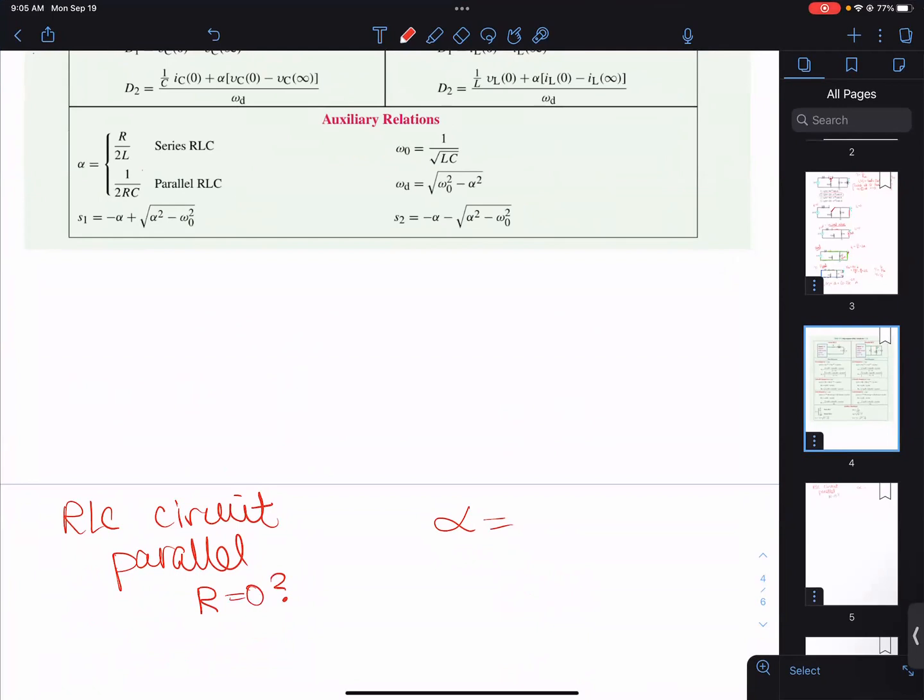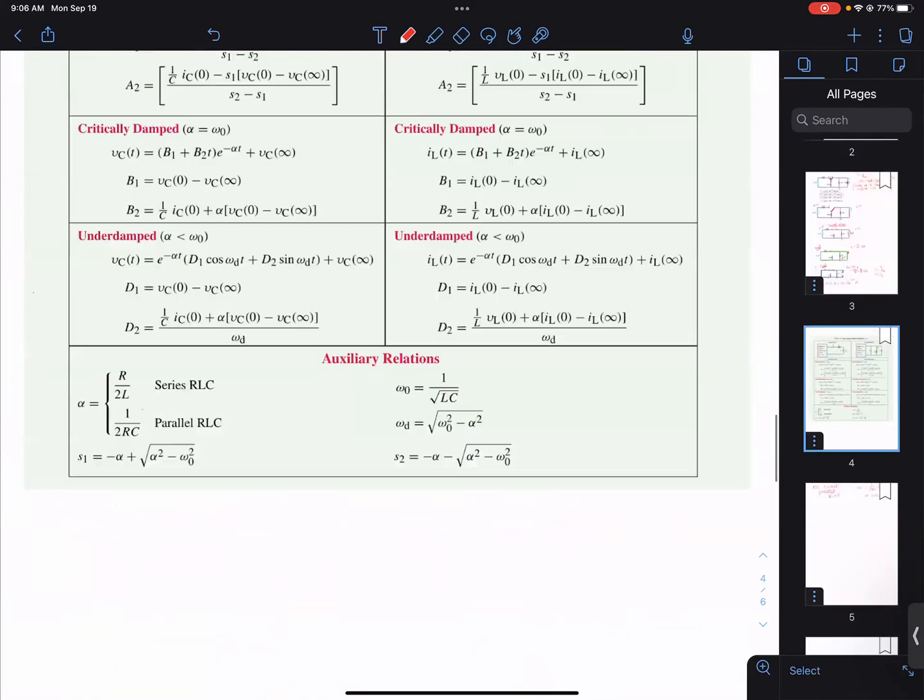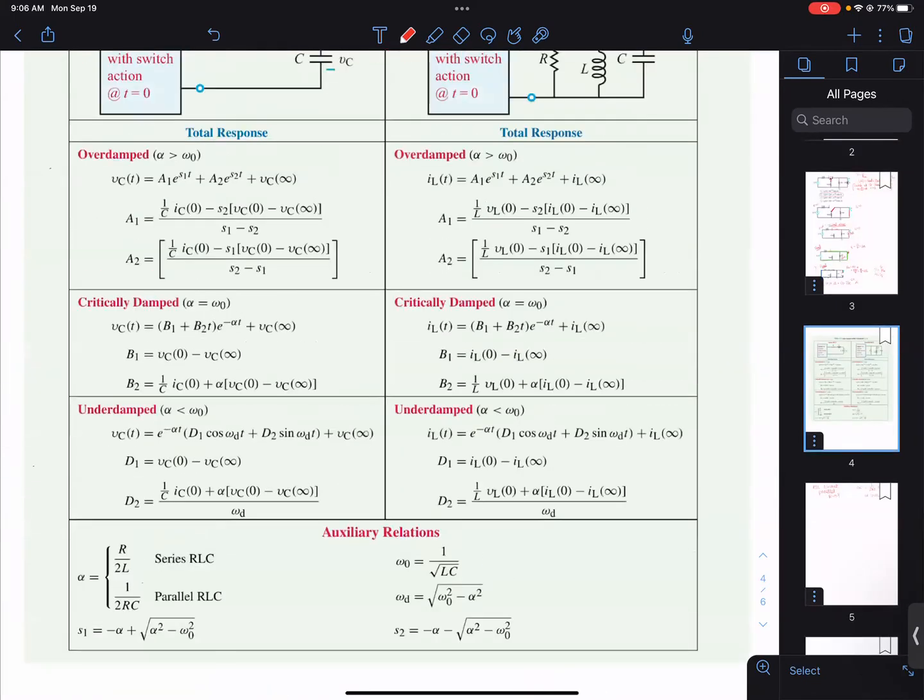So there can be a situation where, again, we have R is 0. And what happens here? 1 over 2RC is going to be 1 over 0, which is infinite, right? Which means that alpha is always going to be greater than omega naught. So then you would have the overdamped situation. Hopefully that answers your question.